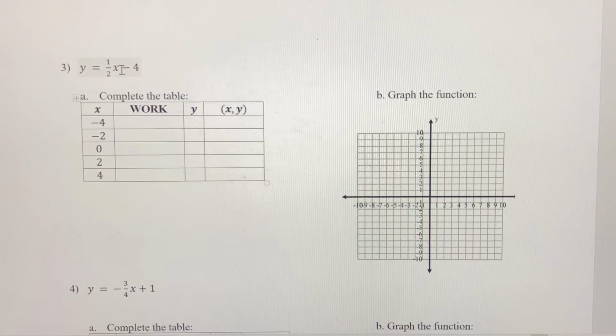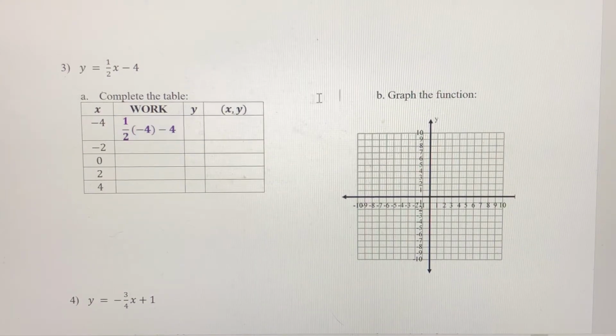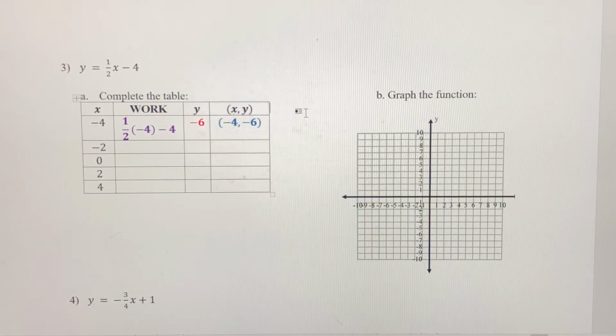Again, this is going to be linear because the largest exponent here is 1. So our graph should form a line, and if you don't get a line once you've done all your work and you're plotting your points, it means you've made a mistake, and you'll need to go back and check your work. So when we plug in -4, 1/2 times -4 is -2. -2 minus 4 is -6. So the x-coordinate -4 corresponds with a y-coordinate of -6. So we go left 4 and down 6.